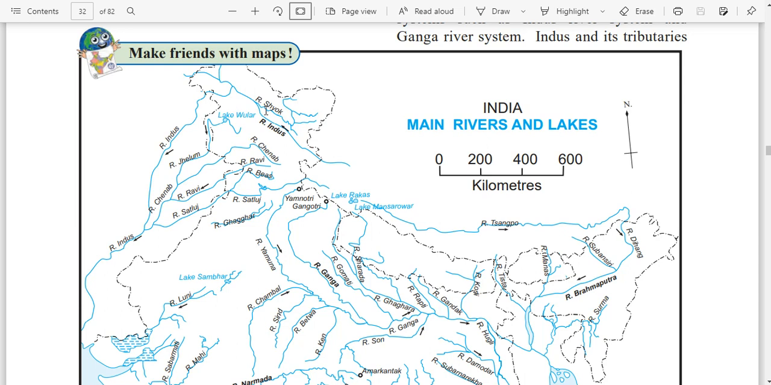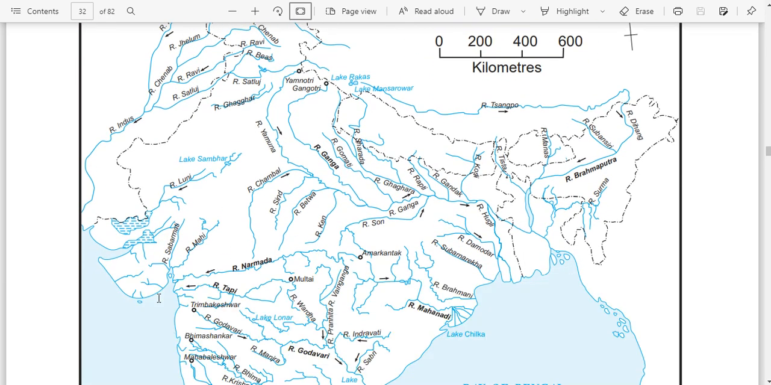Other rivers are Shyok, River Chenab, River Ravi, River Beas, River Satluj. Okay, then Ghaggar, River Ghaggar. So these northern rivers flowing towards Pakistan go into the Indus River, which ultimately goes to the Arabian Sea.